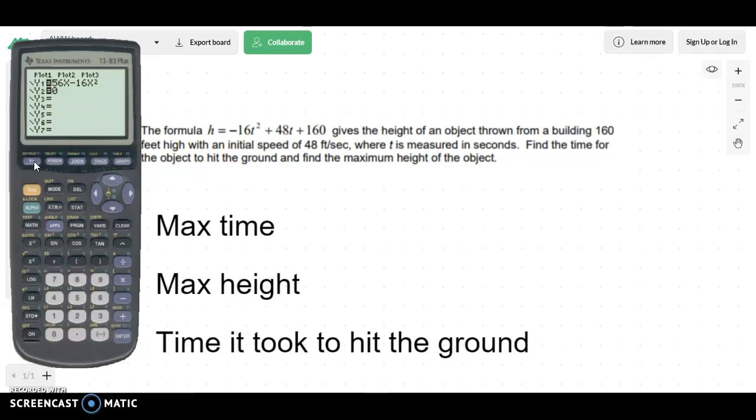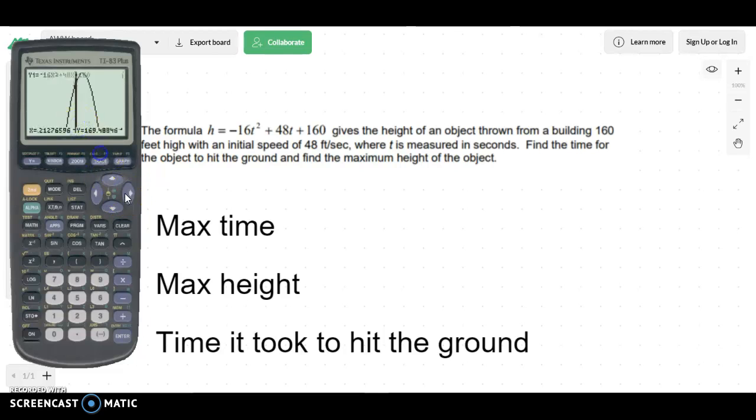So I'm going to plug in my negative 16x squared plus 48x plus 160. Then I'm just going to graph this thing. And we can see that it's too big for my window. So I'm going to go to my window, and instead of having my x max be 100, I'm going to make it 200. See if that goes up tall enough. Yep, and there we go.